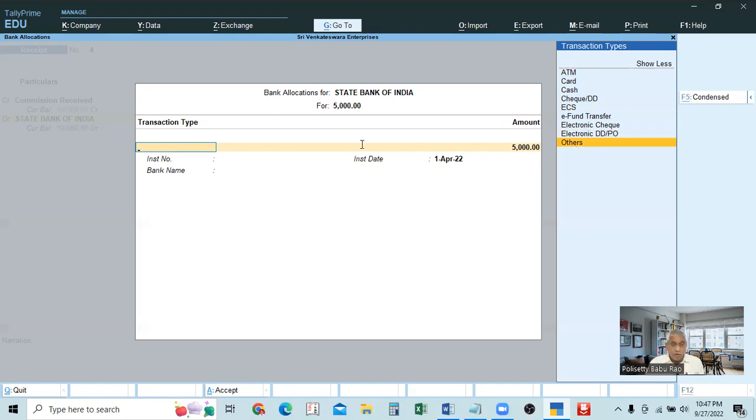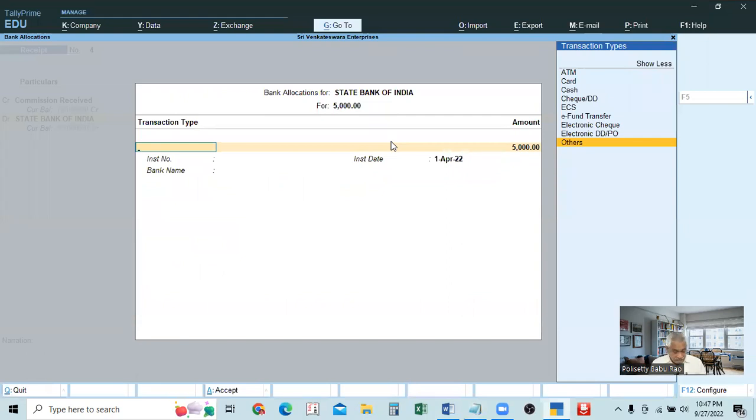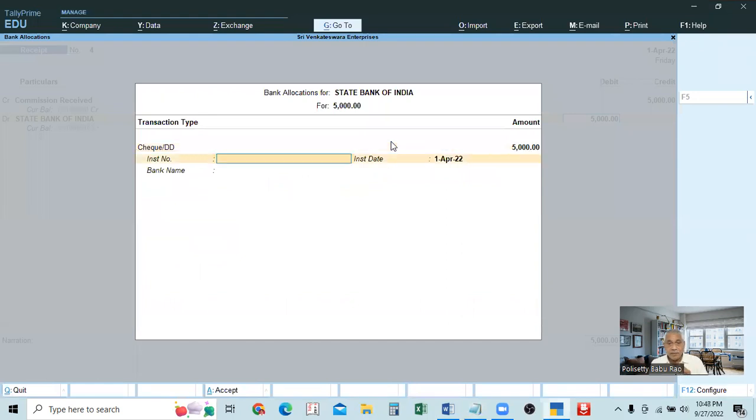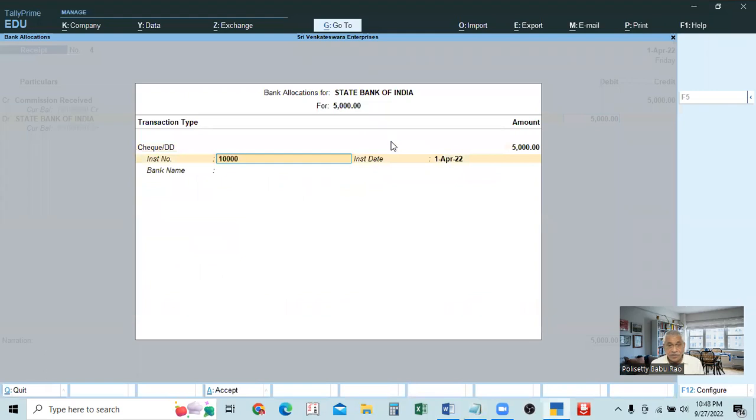Now here, what we received is a check. The number is not given. For example, if you take a check number, 100001, it will be 6 digits. So here you will select check or DD. You will select check, the amount, and the instrument number, meaning the check number. What is that? 100001. Check number and date. The date is the date written on the check. So they will generally give it.